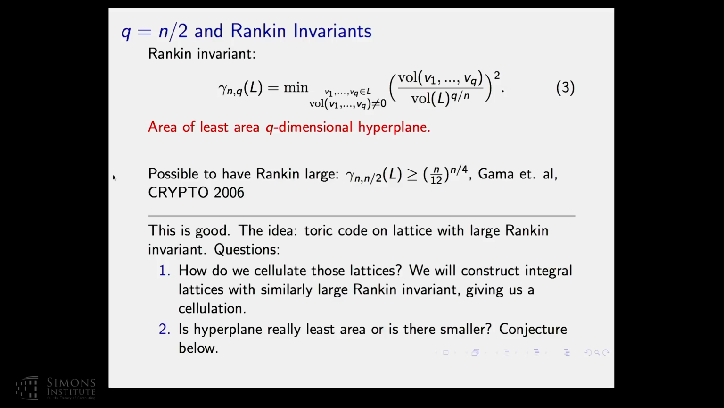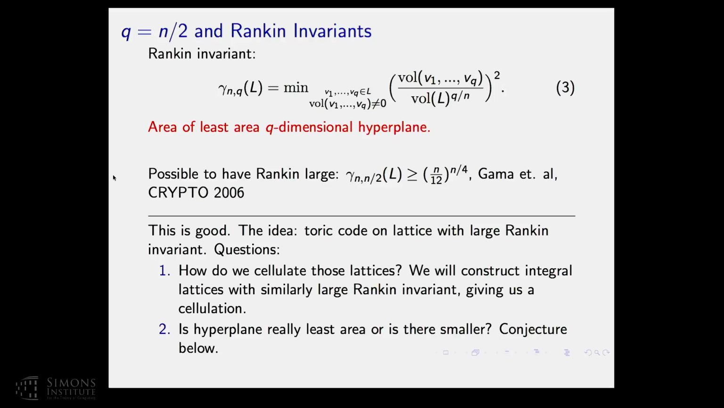So the idea of this is, let's look at this toric code on such lattices with large Rankin invariants. These things are known. A problem is it's not known how to cellulate them, because this is a completely non-constructive thing, and it just gives you lattices with some basis vectors that are real numbers. So what I want to do is stick to integral lattices. I want integral lattices so I can cellulate them just as I did before by using hypercubes. And we don't really know if this hyperplane is the best thing.